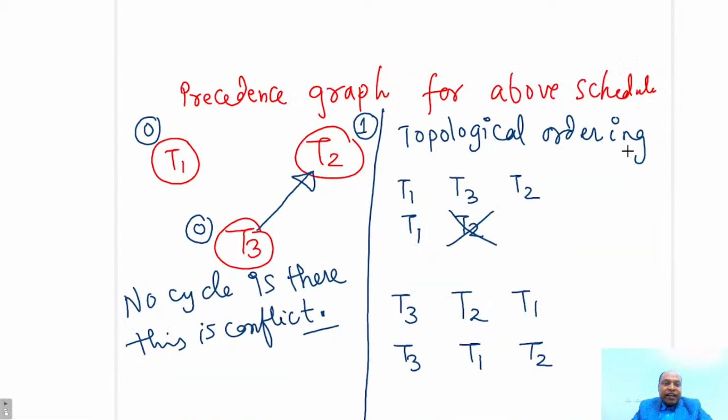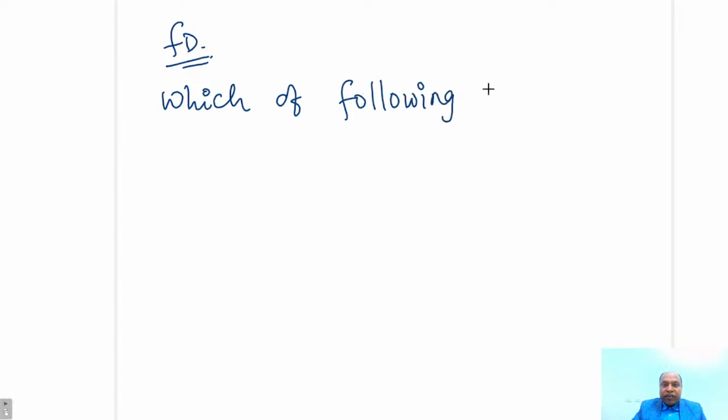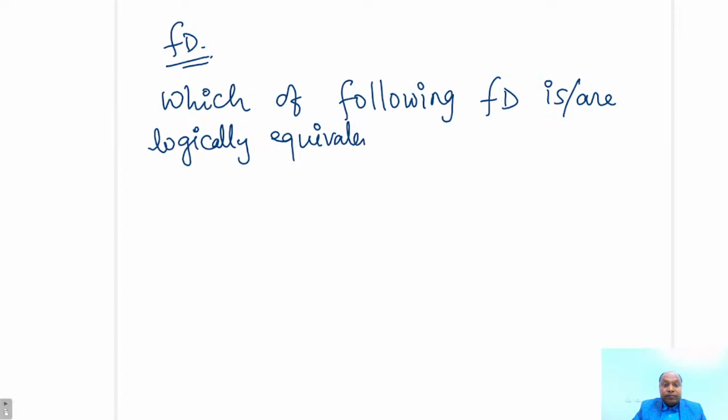Next, let's solve another question that is from functional dependency, again given in DBMS. The question is, which of the following functional dependencies are logically equivalent? Let's try to check it out. Not equivalent, it is implied. Logically implied.